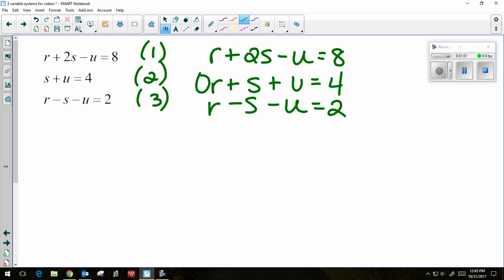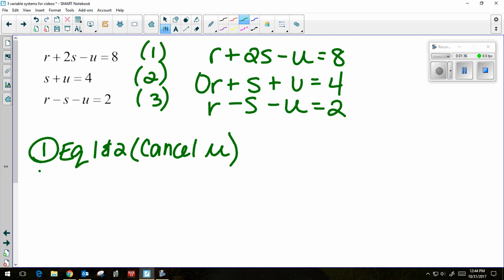Now, remember, your goal with the 3-variable system is to pick 2 equations and cancel a variable. But if you have a placeholder, you cannot cancel any letter that has a placeholder. So I can't cancel r, which means I either have to choose s or u. Looking at this, the u's are easier because the u's already have additive inverses. So I'm going to take equations 1 and 2, and I'm going to cancel u.